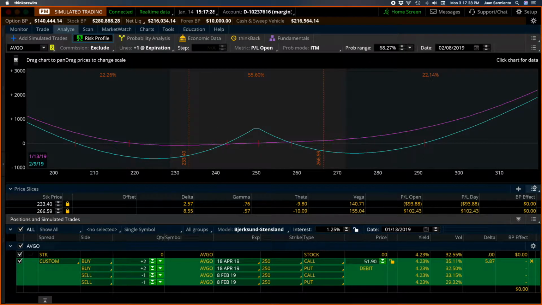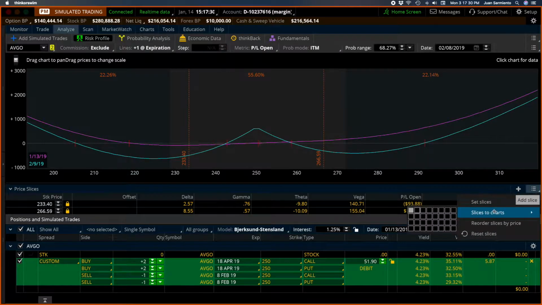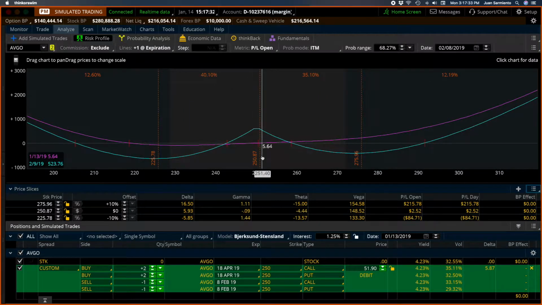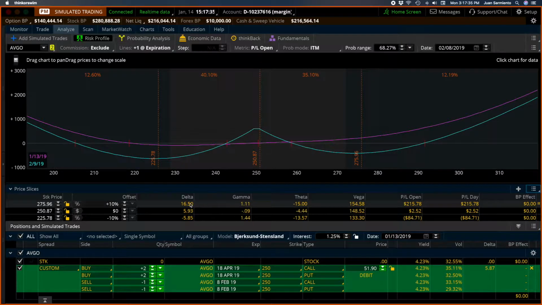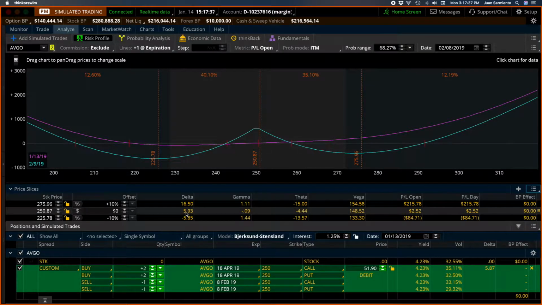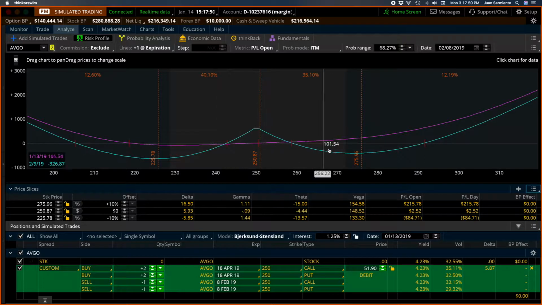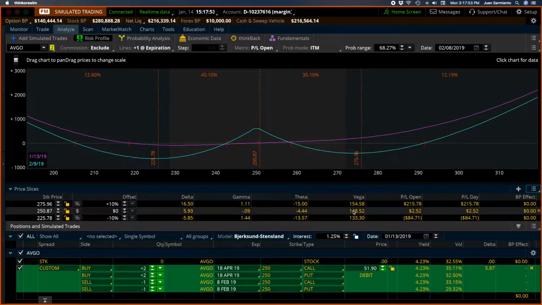Make sure you reset slices here so that we have the current price, so that we can look at the delta. As you can see, the delta is slightly positive. Theta is negative, but it should shortly become positive, as every day that passes will give you a profit because it's equivalent to a calendar spread in this area. And Vega should be positive, which means an increase in implied volatility will give you additional profits.